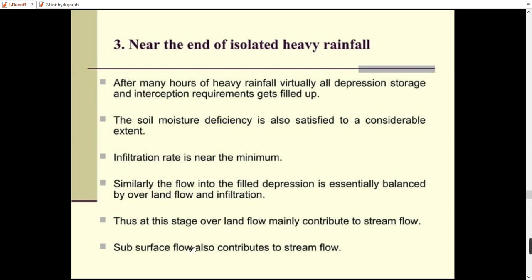Near the end of isolated heavy rainfall. Isolated heavy rainfall. What's the meaning of isolated?